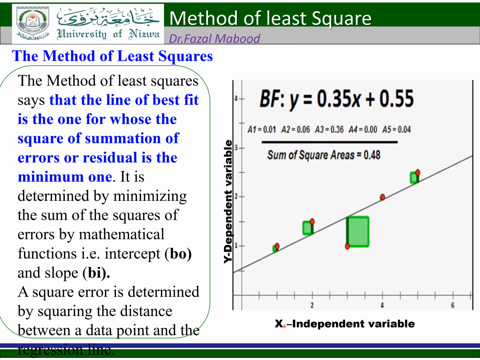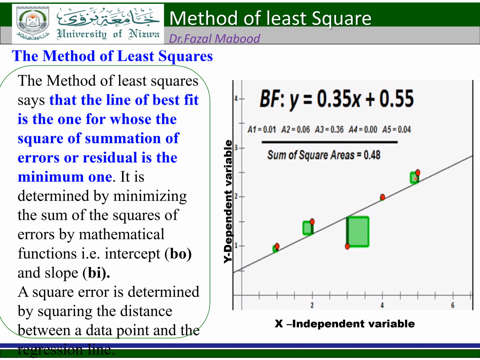On the x-axis you see the x independent variable, while on the y-axis you see the dependent variable. Here the red spot shows the data point for each individual variable, and the distance between the red point and the regression line, this we call error. And here this square shows the square of error for each individual data point. This is for one point, it's for another, and so on.